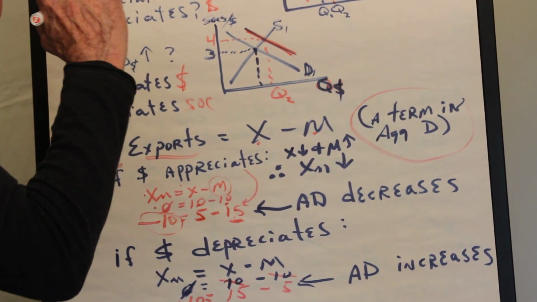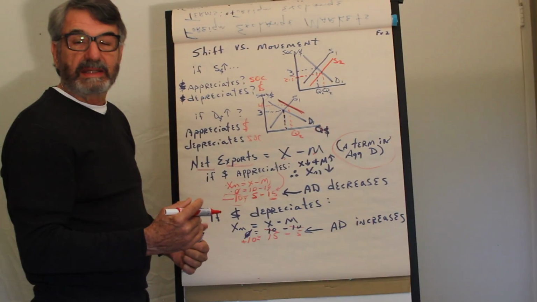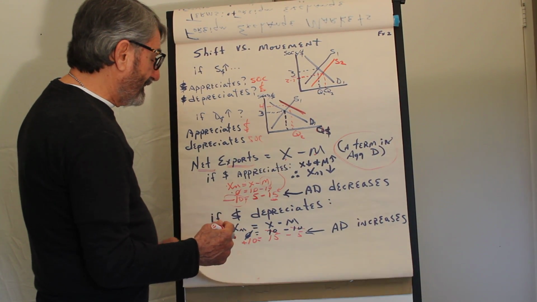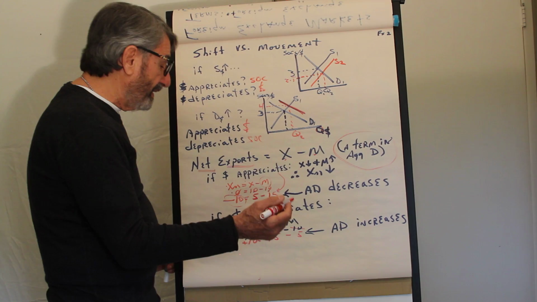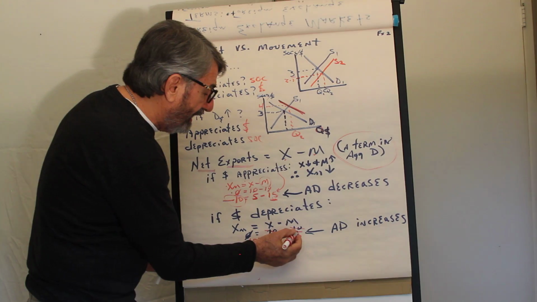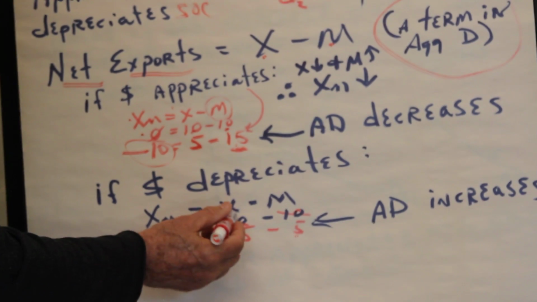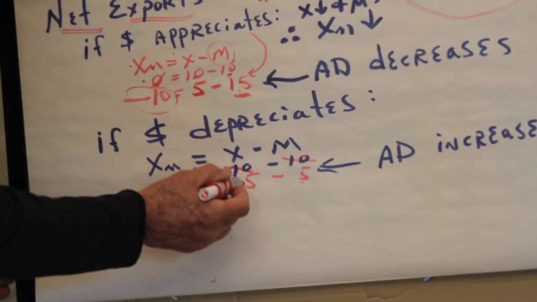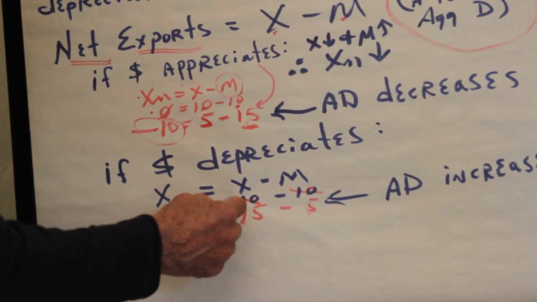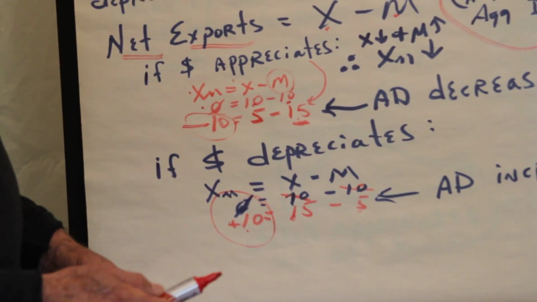Well, when net exports decreases, since it's a term in aggregate demand, it causes aggregate demand to decrease, that is, to shift to the left. If the dollar depreciates, then that means that sock goods are more expensive to the U.S. people, so we will import less. So if we were importing 10 before, we're now only importing 5. But American goods to sock people are now cheaper when the dollar depreciates, and they'll buy more American goods. So U.S. exports would increase from 10 to 15, and this term of net exports would increase from 0 to 10.